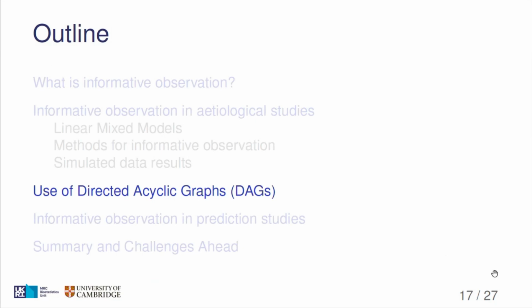I'm going to say just a few words about directed acyclic graphs. This is a way of trying to graphically represent the clinical knowledge in the area about what's going on, about whether there is truly a link between the visit process and the longitudinal and the repeated measurements that are being taken.